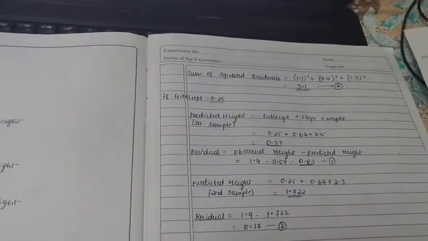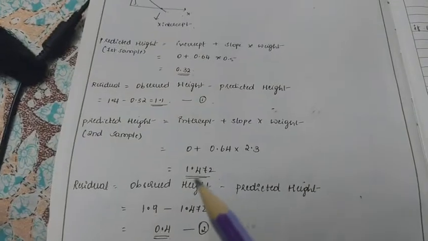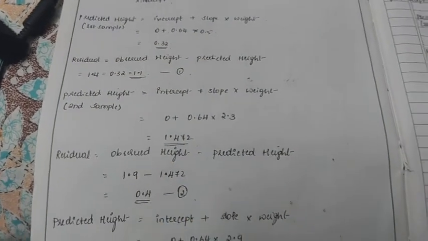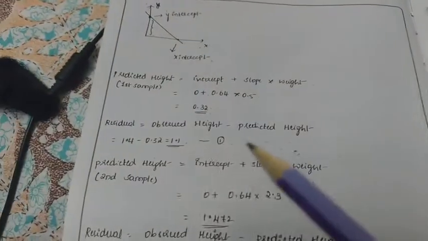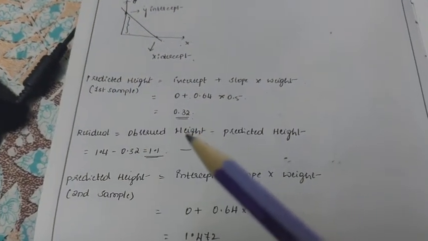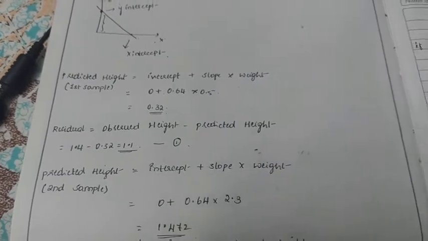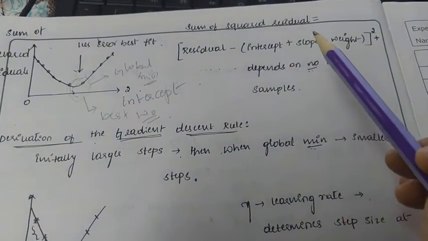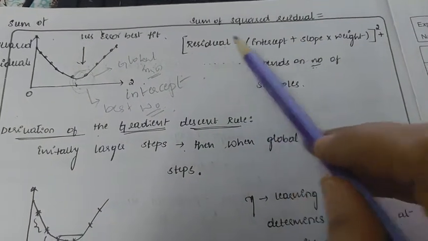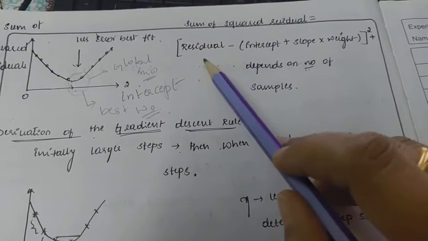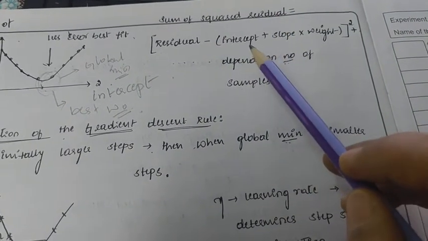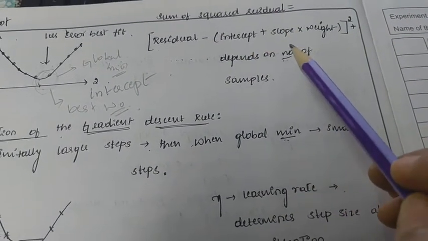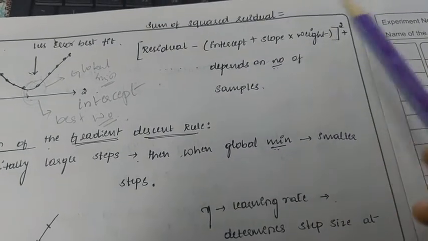Next, how did I get plus 0.4 squared? It is from equation 2. So it is the square of the residuals. How did I get the residual? It is the observed height minus predicted height. The same thing if I put everything in a formula: the sum of squared residuals is nothing but the observed height minus the intercept plus slope into weight, the whole squared.